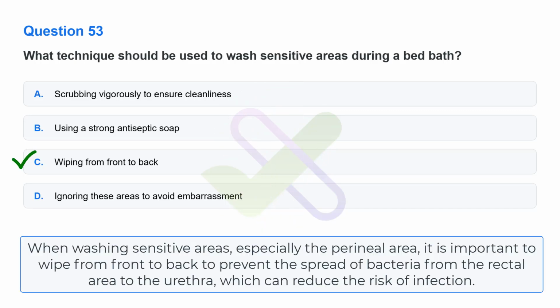The correct answer is C. Wiping from front to back. When washing sensitive areas, especially the perineal area, it is important to wipe from front to back to prevent the spread of bacteria from the rectal area to the urethra, which can reduce the risk of infection.